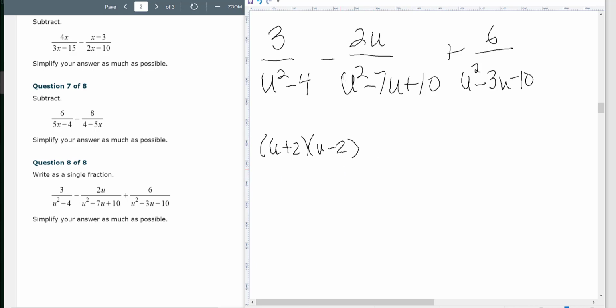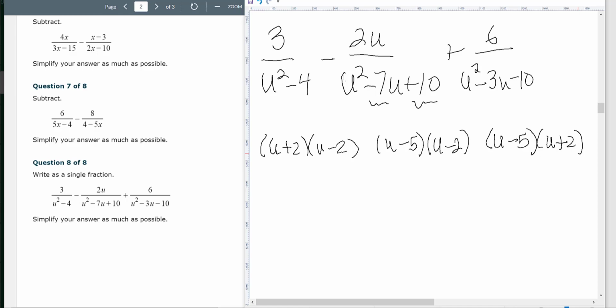The second one is a trinomial. The factors of 10 that will give us a minus 7 and a plus 10: u minus 5, u minus 2. And the last one, a trinomial where the factors of negative 10 that will give us a negative 3: u minus 5, u plus 2.